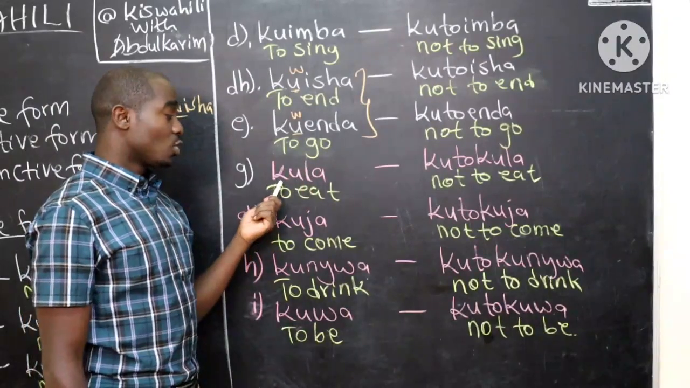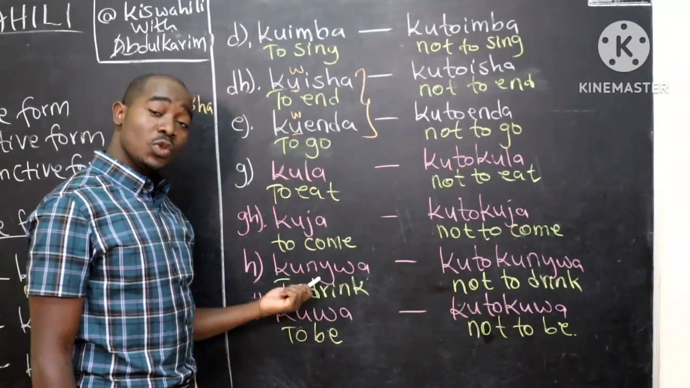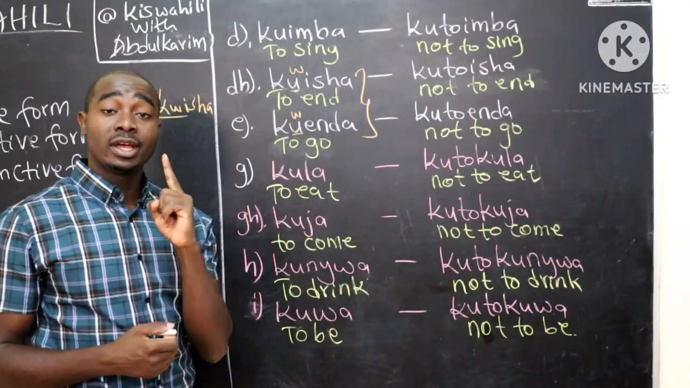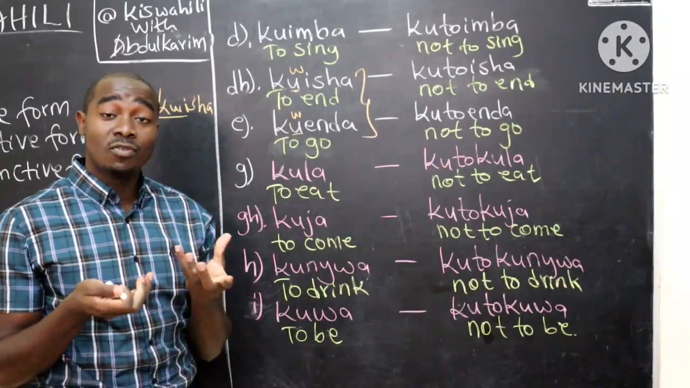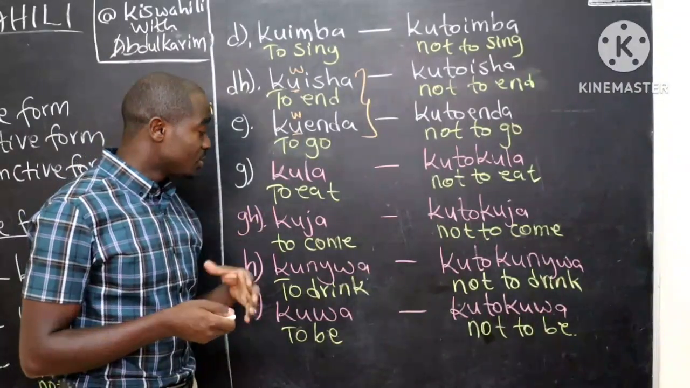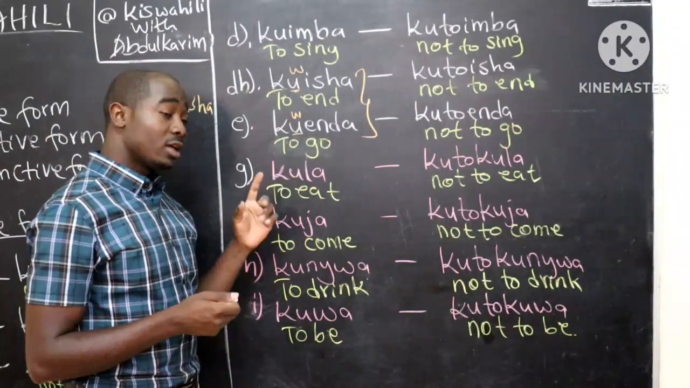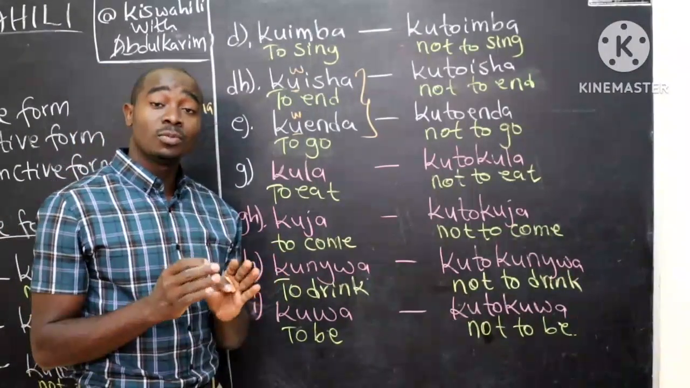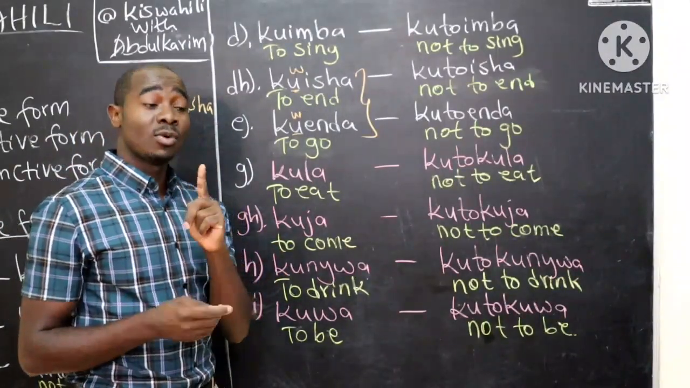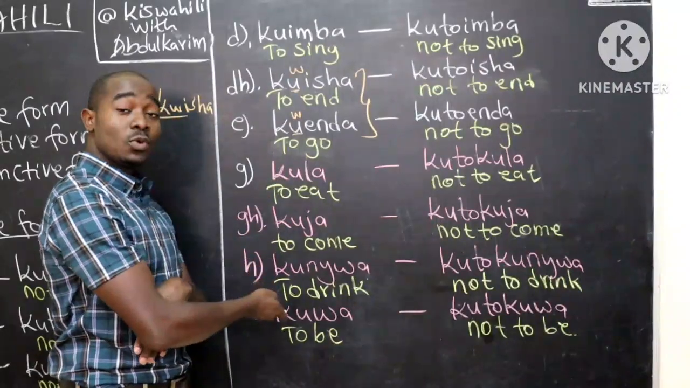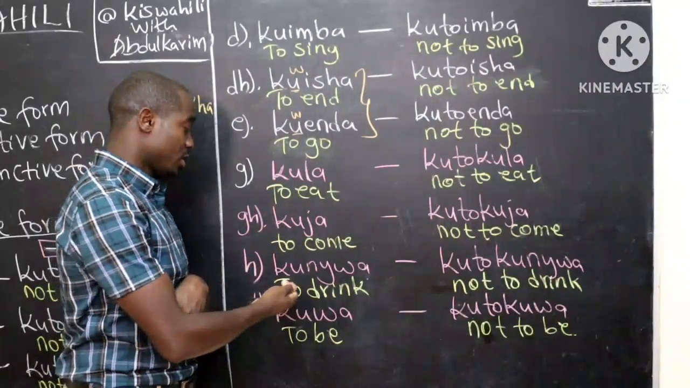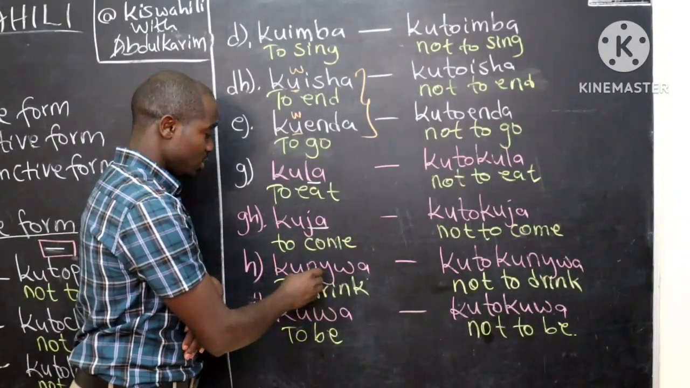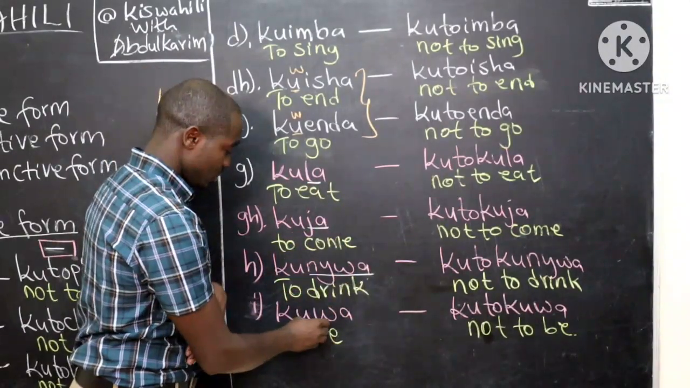Kula, kuja, kunywa ni vitenzi vya silabi moja. Kwa Kiingereza tunasema monosyllabic verbs. So monosyllabic verbs, the verbs have one syllable. If you remove ku, it will be one syllable here. Okay? This one, this one, this one, this one.